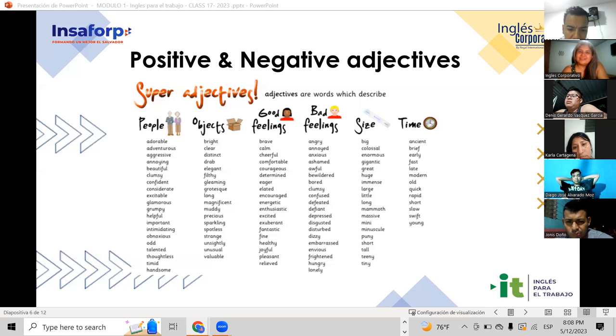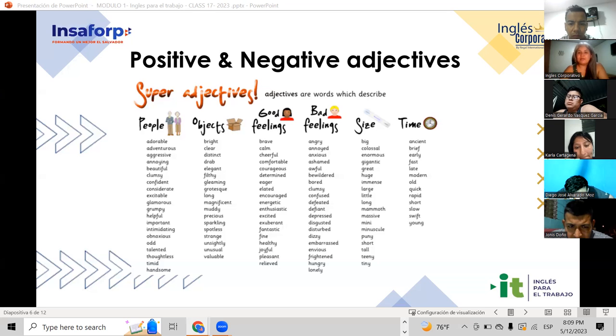Gigantic. Se pronuncia raro, right? Great. You know what is great? What is good? Grandioso. Huge. But it's big, right? Immense. We're speaking about size, okay? Estamos hablando de tamaños, okay? Large. Little. Long. Okay, let me see this pronunciation. But it means also that is big.